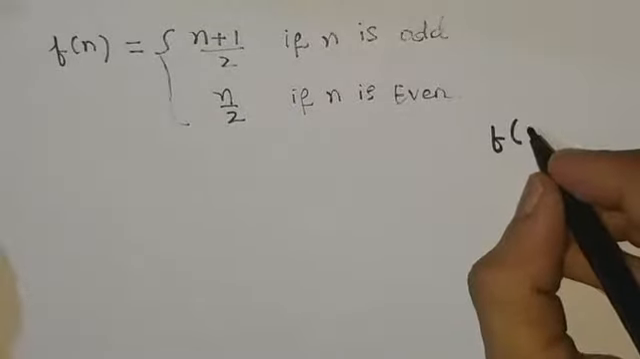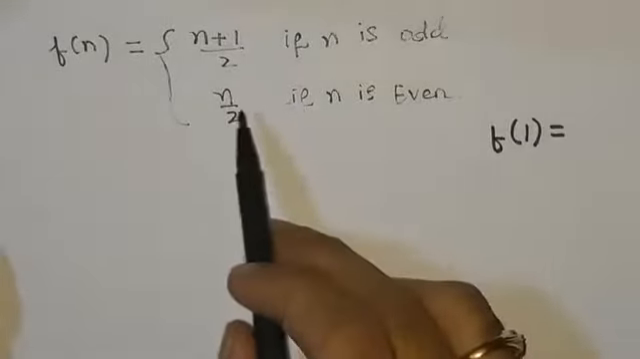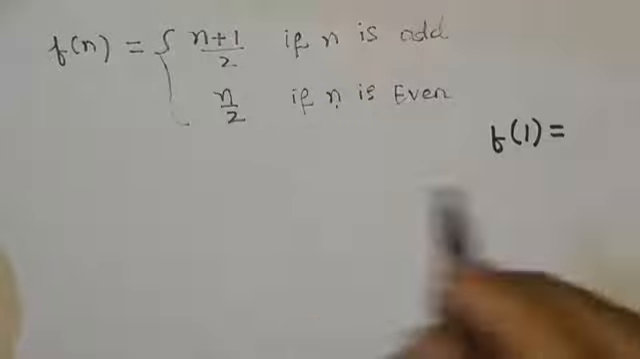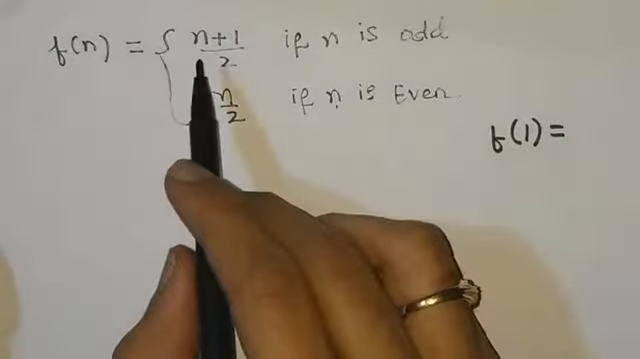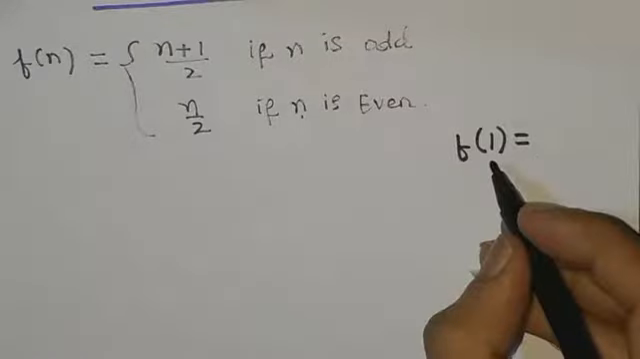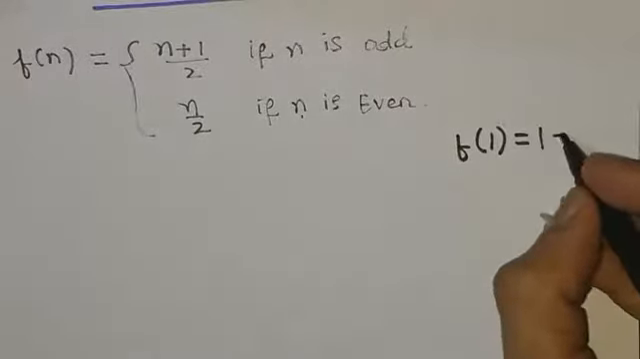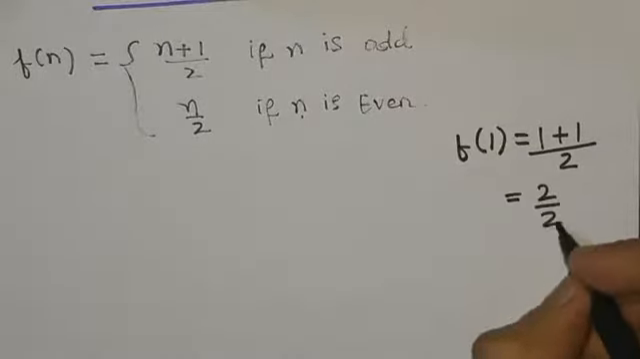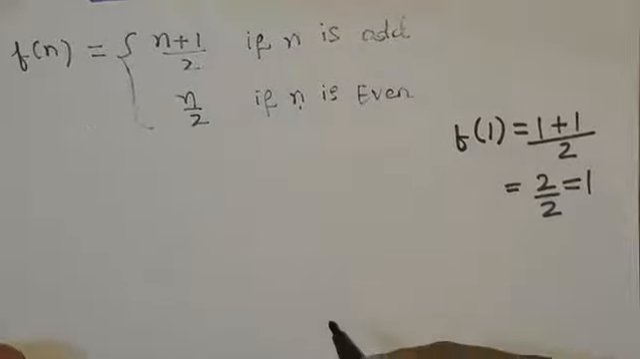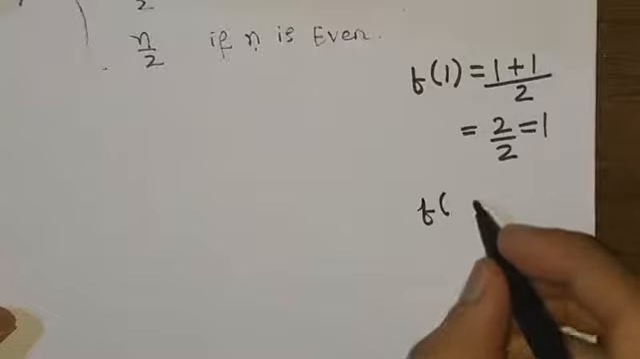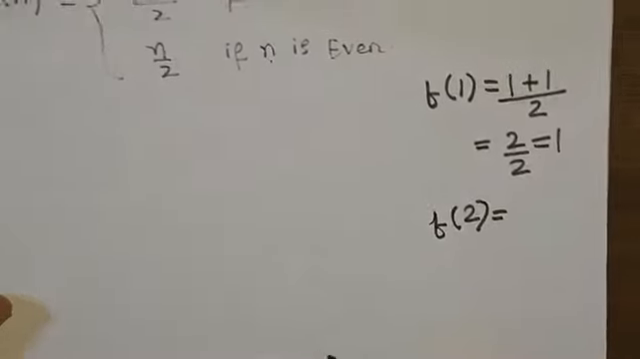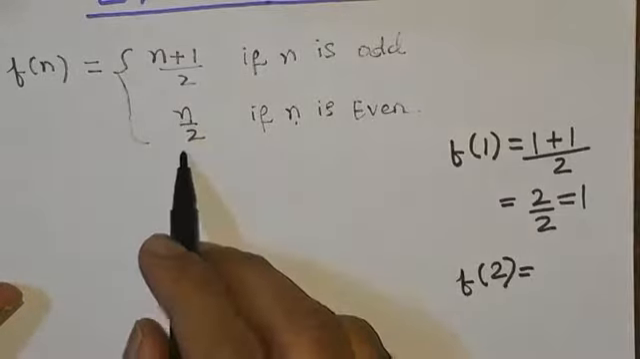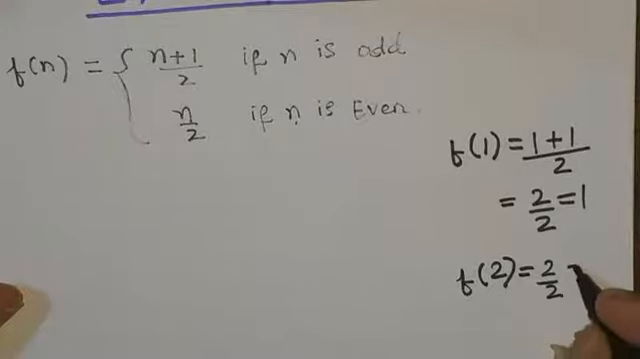So f of 1 is equal to, if n is even then the function value is n by 2, and if n is odd the function value is (n plus 1) by 2. So since 1 is odd, the function value will be (1 plus 1) divided by 2, that is equal to 2 by 2, which is equal to 1. Then if you look at f of 2, since 2 is even, the function value will be 2 by 2, which is equal to 1.